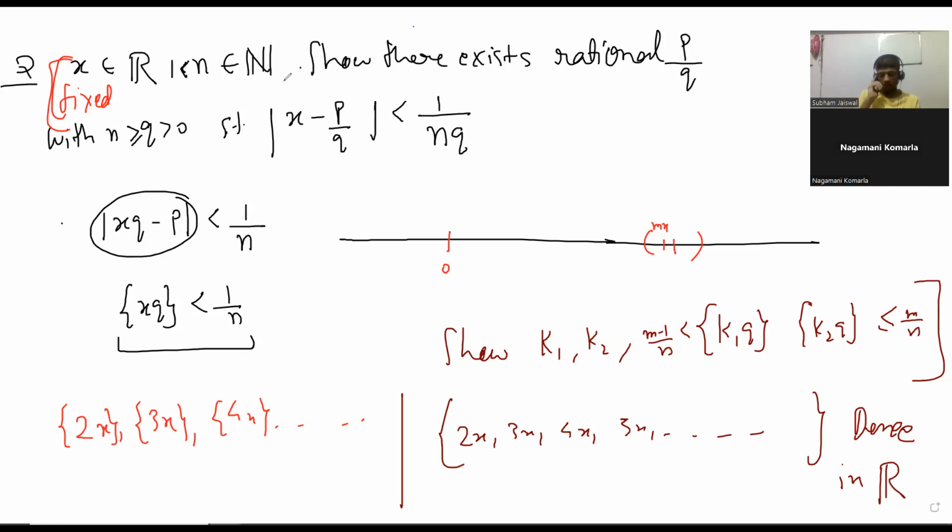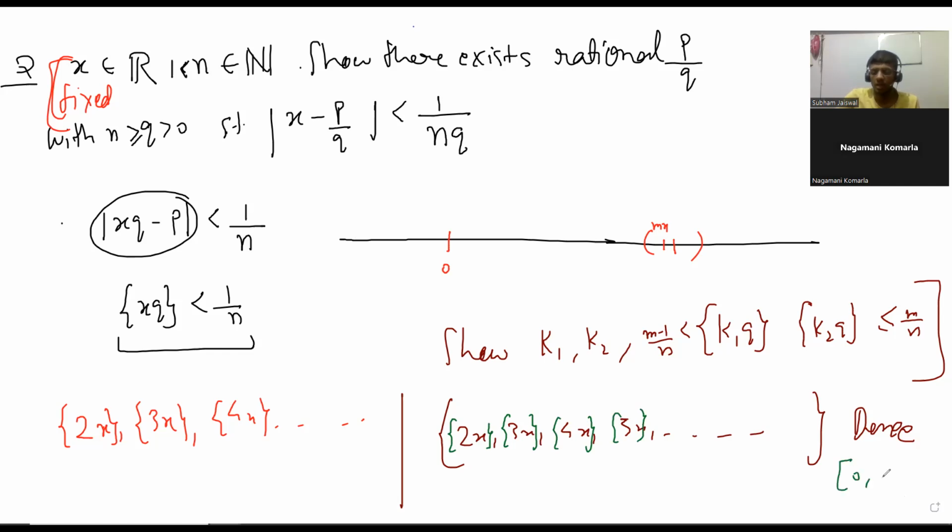Anyways, certainly what you can prove is the following: if you take the fractional parts only, then this is actually dense in 0, comma 1. So dense in the unit interval.